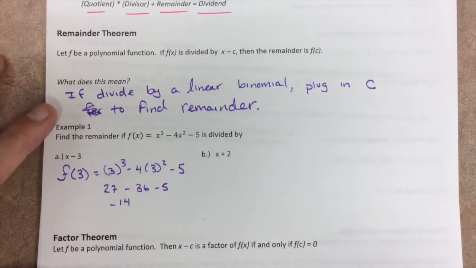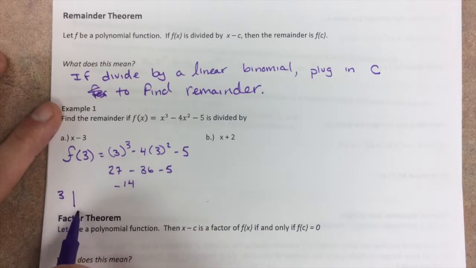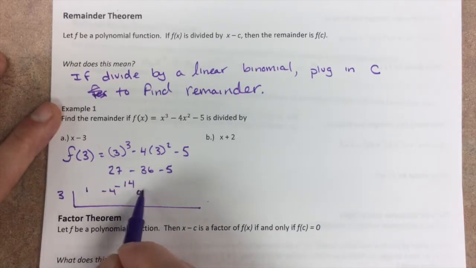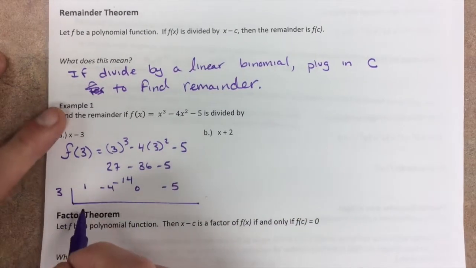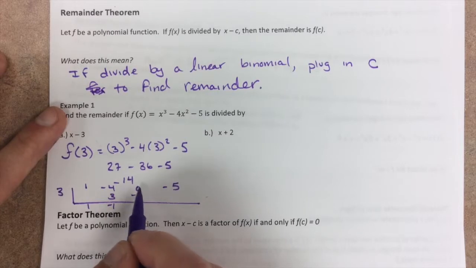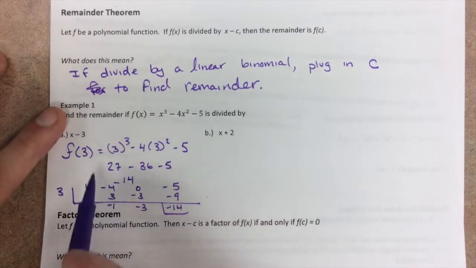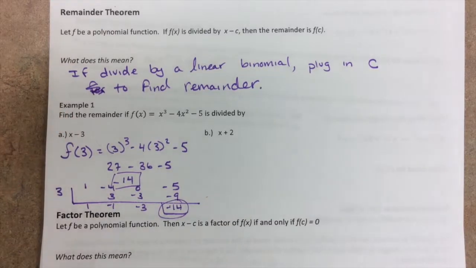And just a quick check, if we did this synthetic division, that would be a 3 on the outside, and then 1, negative 4, 0, negative 5. I'm saying if we did this division, we would get negative 14. So we bring down the 1, multiply, so that's negative 1, multiply, add, multiply, add. So this remainder theorem, these two are the same.